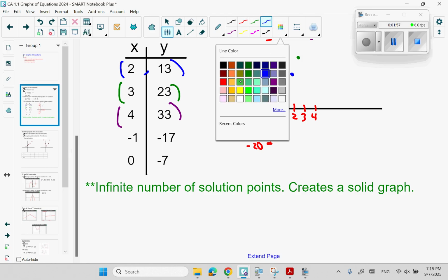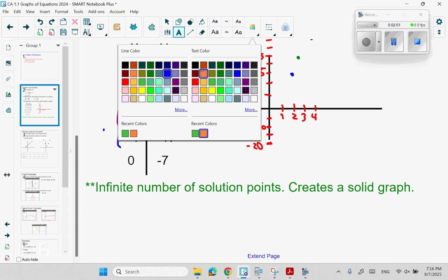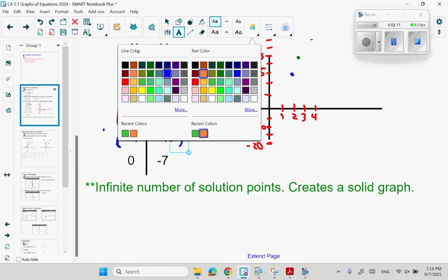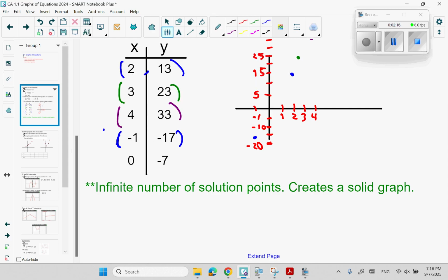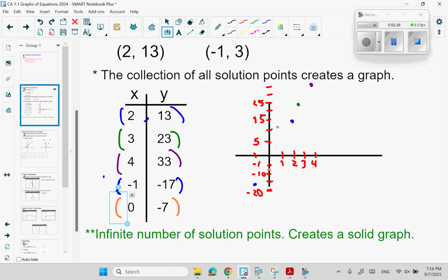Let's do light green. Orange. Weird. -1, -17, so somewhere right around there. Yeah, there we go. 0, -7, so as long as the axis, 0, -7. An infinite number of solution points creates a solid graph. This one looks relatively linear, not completely.